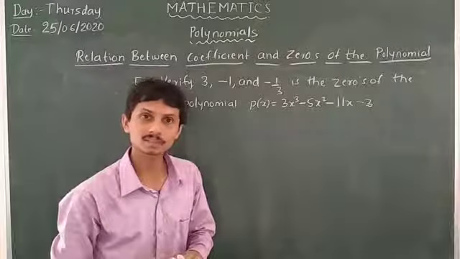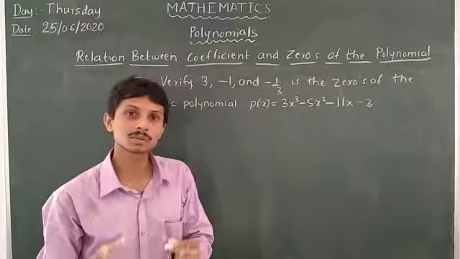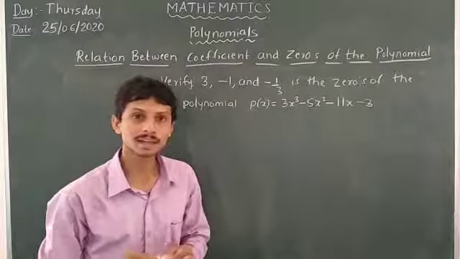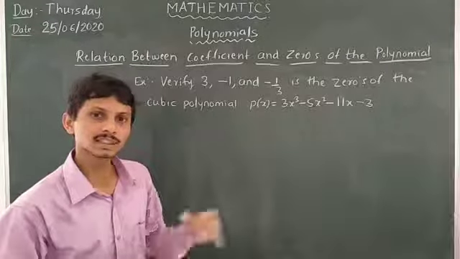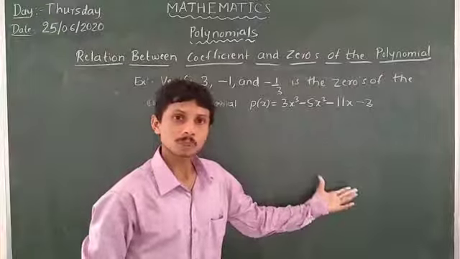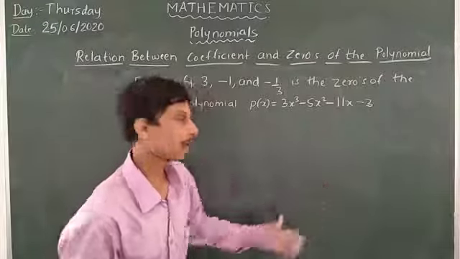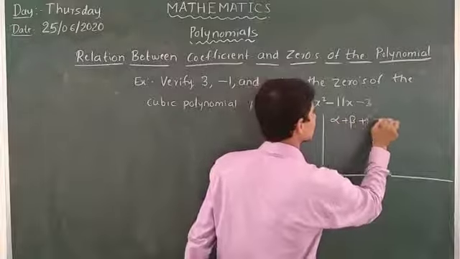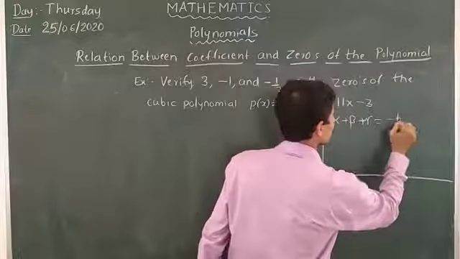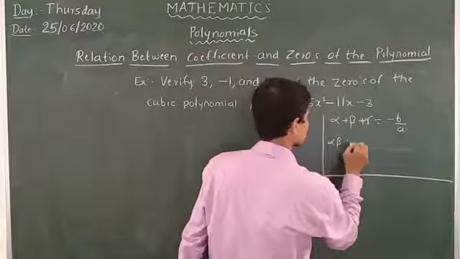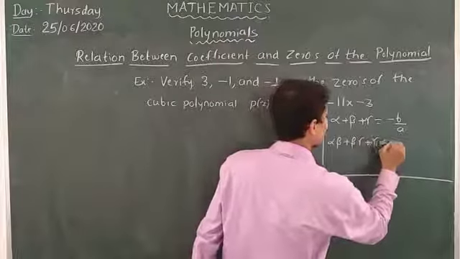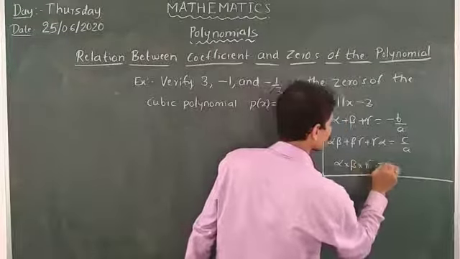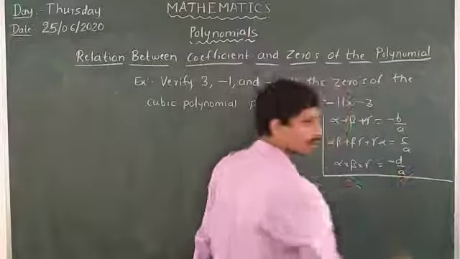Then we have to insert the values of alpha, beta and gamma into the formulas we have already discussed, the relation between the coefficients and zeros of the polynomial. I will write those formulas on the right side of the blackboard. Alpha plus beta plus gamma is equal to minus b by a, alpha beta plus beta gamma plus gamma into alpha is equal to c by a, and alpha into beta into gamma is equal to minus d divided by a.